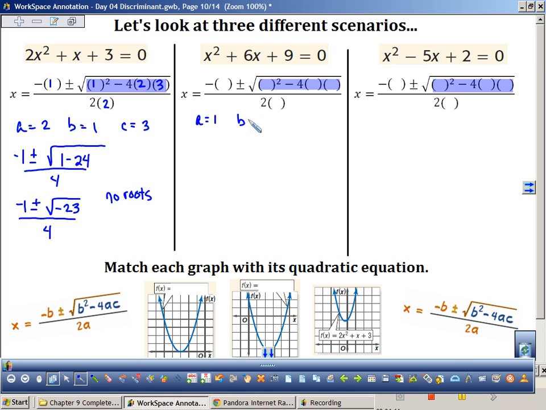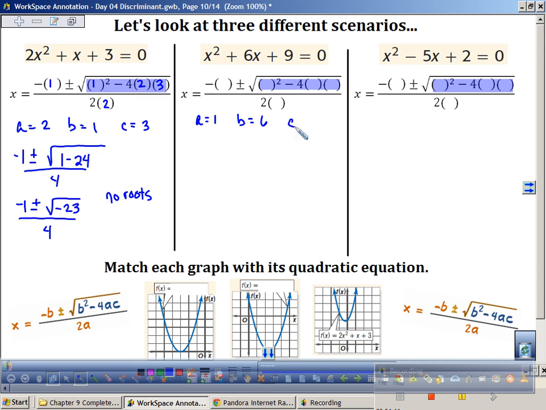A equals 1. B equals 6. C equals 9. So I'm going to fill in my B. I'm going to fill in my A. I'm going to fill in my C. Simplify, I get -6 plus or minus, and we'll do this slower tomorrow. Okay, I'm just trying to show you what I'm doing to find this discriminant. 6 squared is 36. -4 times 1 times 9 is -36.